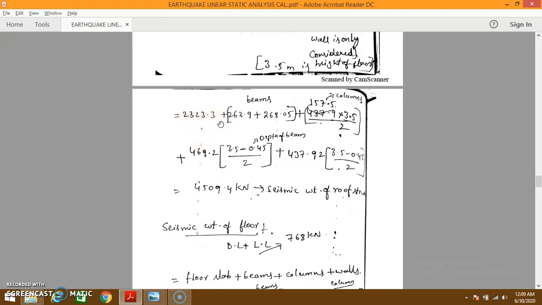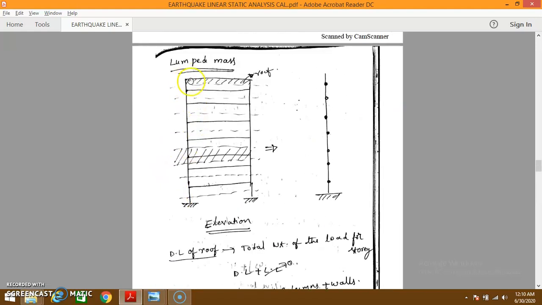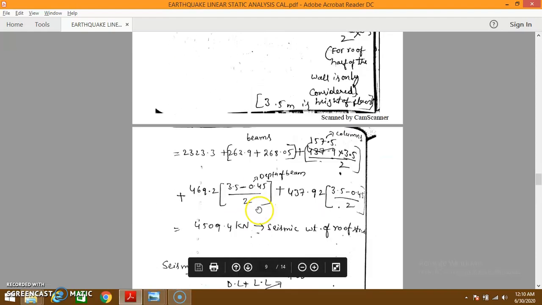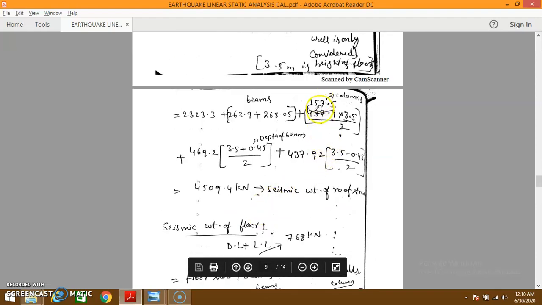2323.3 kilonewton we already calculated. Beams are longitudinal and transverse beams. For columns, only half of the column is considered on the roof, lumped as half of the column. That means the value is 157.5 into half of the column, 3.5/2. Next, the beams. We have two types of beams: the longitudinal beam and the transverse beam. The value is 469.2.